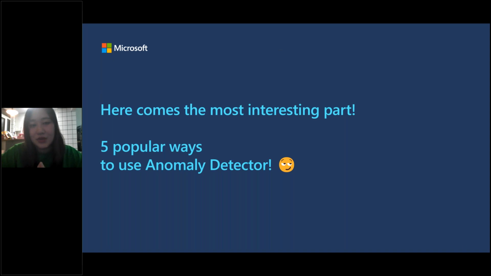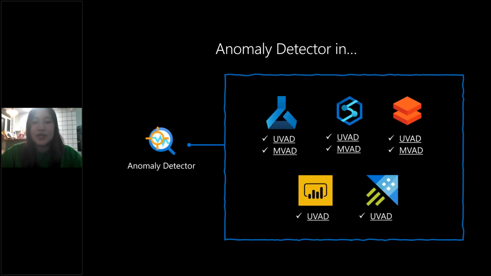And the next is the most interesting part of today's session, where we will show you 5 popular ways to use the anomaly detector. The anomaly detector is not only the APIs or SDKs themselves, it can also be leveraged on different platforms. You might be really familiar with all these icons. The first is Azure Machine Learning. In Azure Machine Learning, currently you can use it with low code, and the code is just a really simple notebook. You can copy it from our GitHub repo or from the link here.